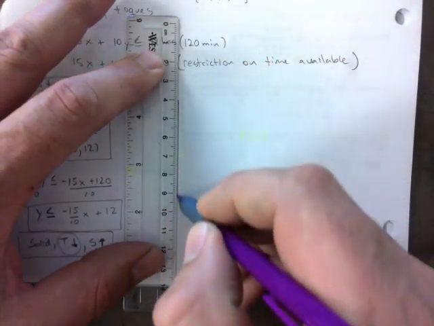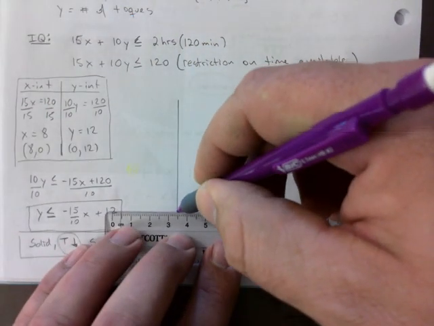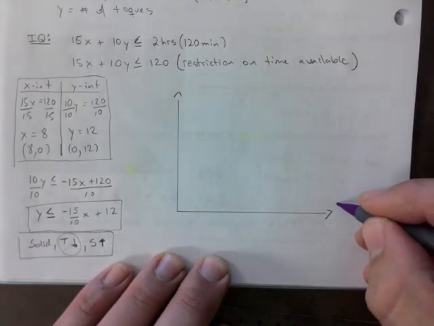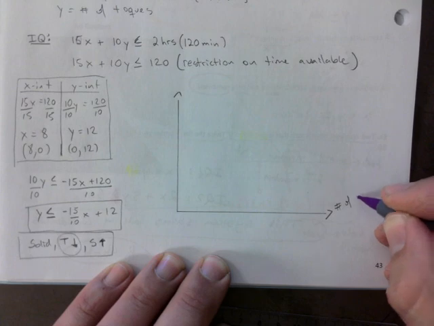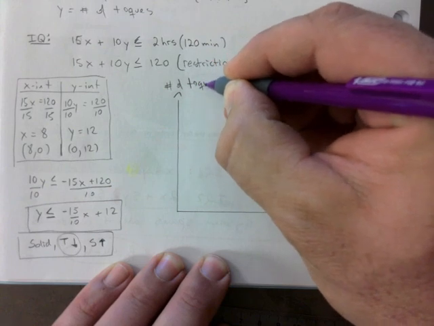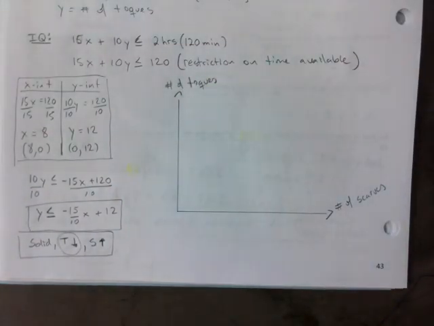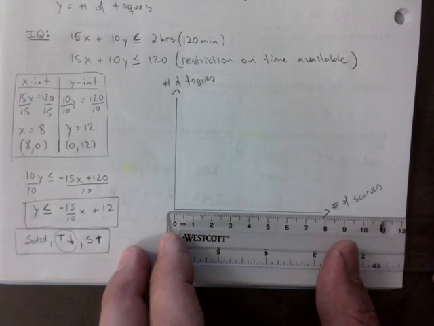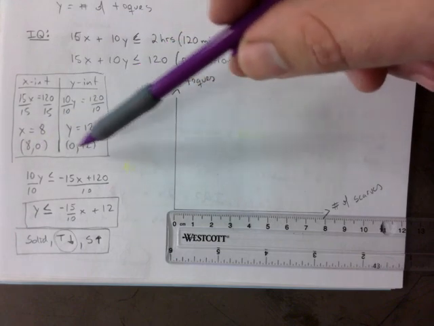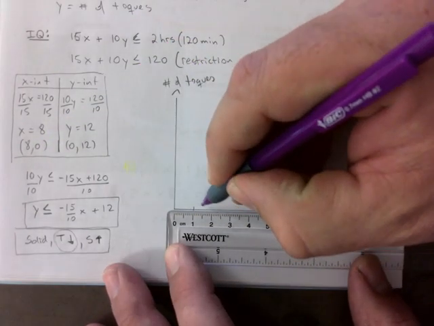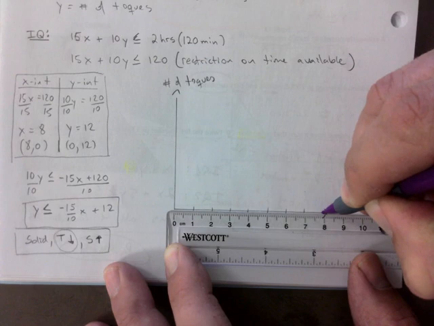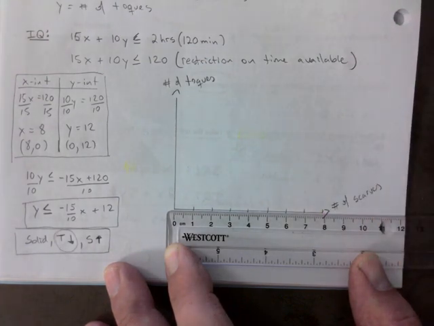Remember, quadrant 1 only. We have number of scarves and number of toques. And I have a ruler, so I'm going to use that to help me out. I'm looking at the intercepts here as well. If you look at the intercepts, it goes to 8, 0 and 0, 12, right? So I'm going to go 1, 2, 3, 4, 5, 6, 7, 8. For me, that works out. Goes to 8 along the x-axis.